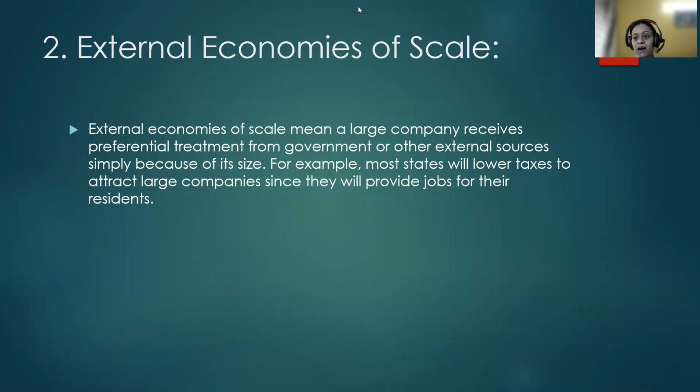External economies of scale are external to a company, and the firm does not have control over these external economies. For example, government may prefer certain firms and give tax benefits to these firms, and this can result in external economies of scale for those preferred firms. This is done to attract companies, since these companies provide jobs to the citizens of that particular place.